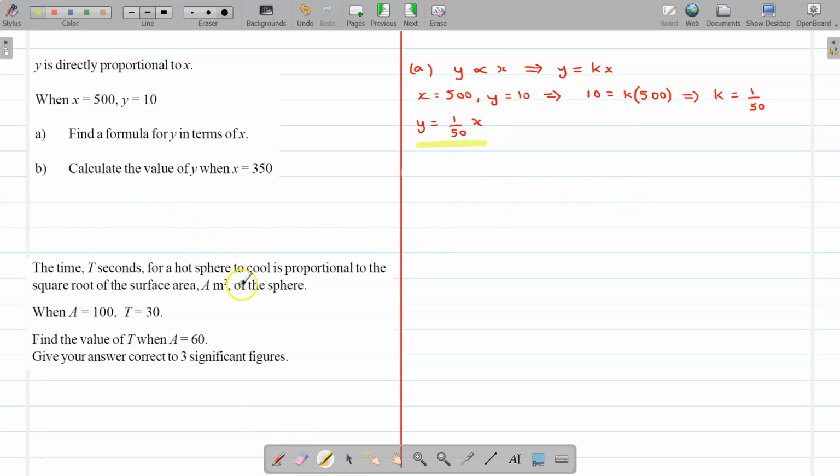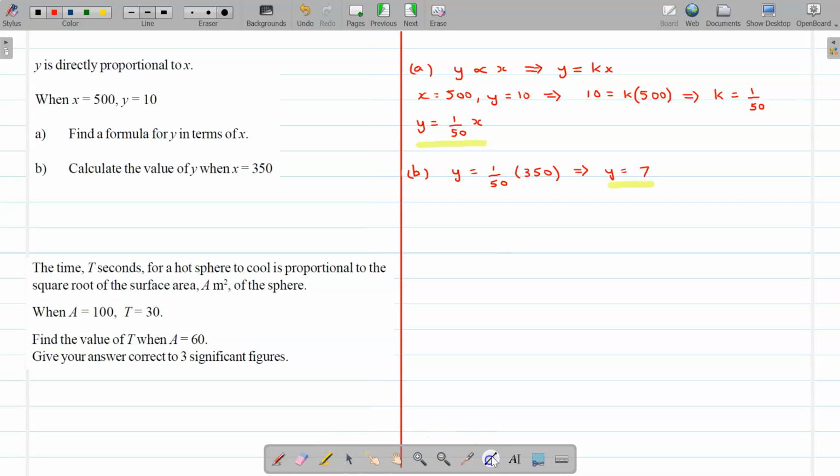Now for part B, we have to use our answer to part A to find the value of y when x is 350. So for part B, okay, we simply have to substitute x with the number 350. So y equals 1/50th of 350. Well, if you find 1/50th of 350, that is exactly 7. So y equals 7. And that's the answer to part B.